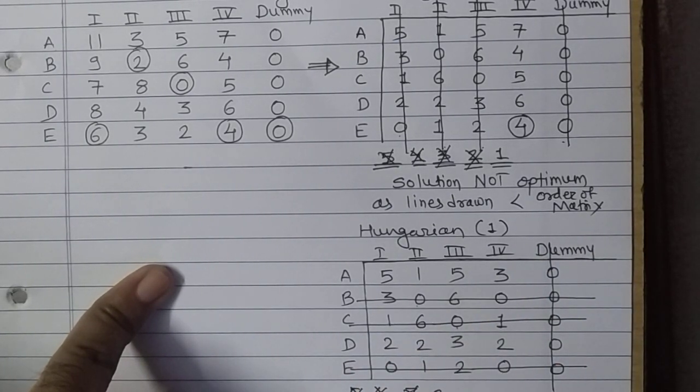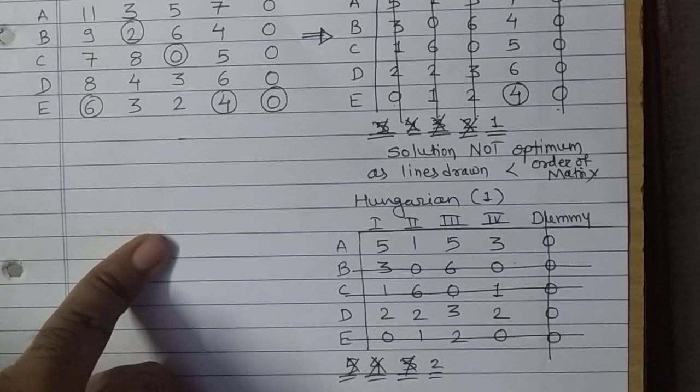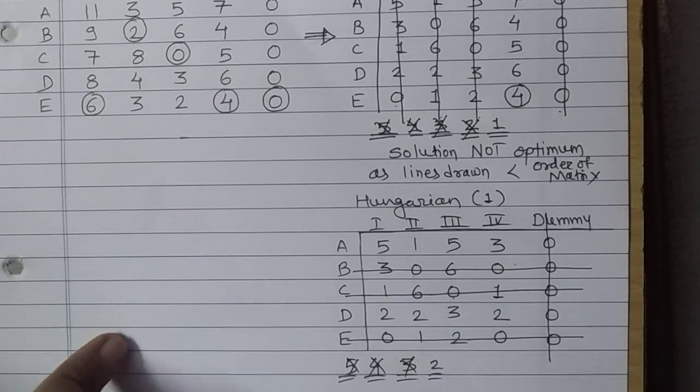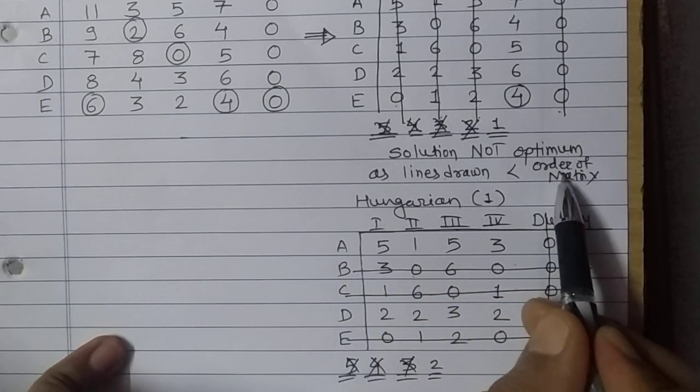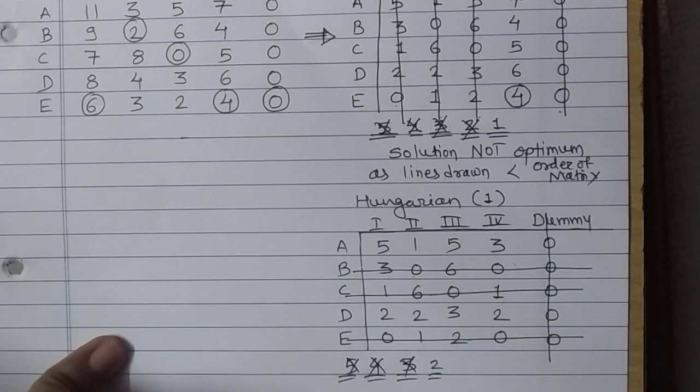So again, how many lines are drawn? 1, 2, 3, 4. So 4 lines are drawn and order of this matrix is 5. So again, you have to write down the same things. As number of lines drawn are less than order of the matrix, this solution is also not optimum. So again, we have to go for Hungarian second iteration.